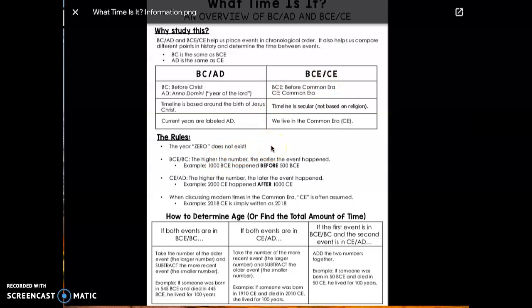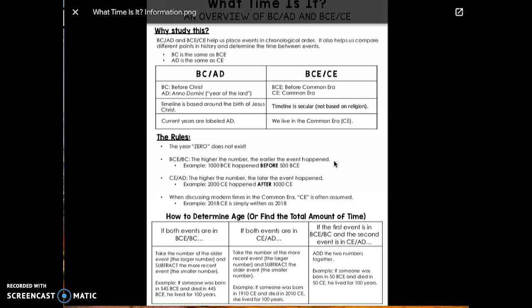Okay, so some of the rules. Remember, the year zero doesn't really exist. Okay, it's unknown what that time period is, how long it lasted, so we just say that it doesn't really exist. So there's no real zero. BCE, BC, the higher the number, the earlier the event that happened. So the example is 1000 BCE happened before 500 BCE, okay, before. In regards to CE and AD, the higher the number, the later the event happened. So, for example, 2000 CE happened after 1000 CE, okay?